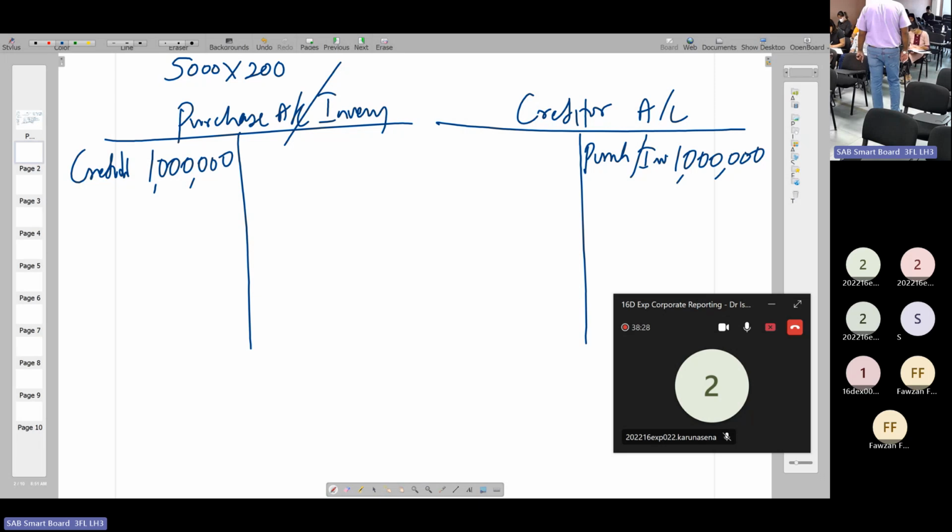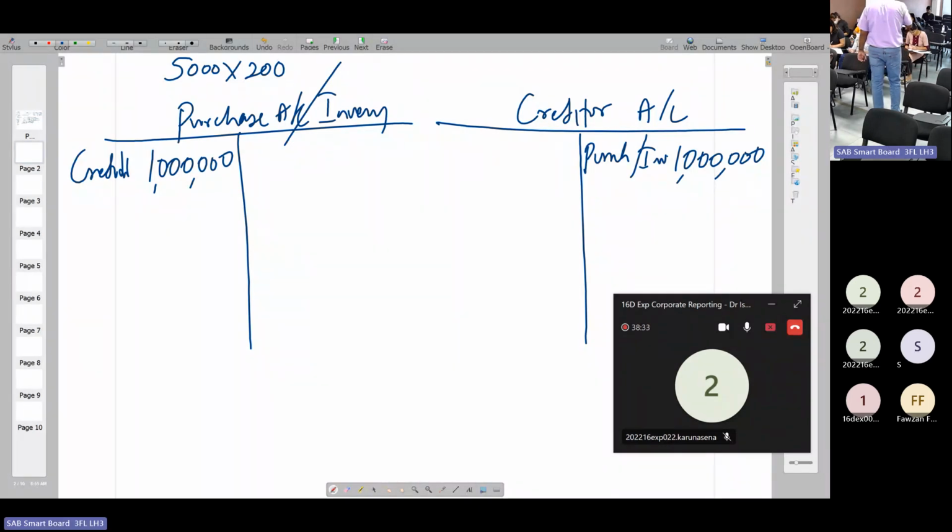Monetary item. If there is a fixed and determinable pattern in terms of cash flows, that is a monetary item. Fixed and determinable.